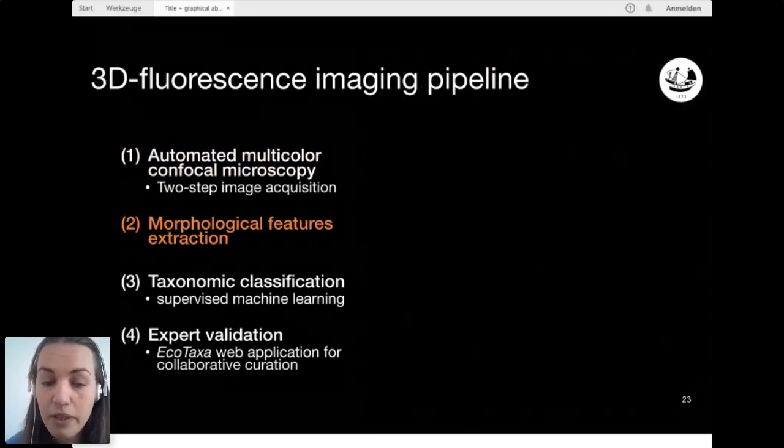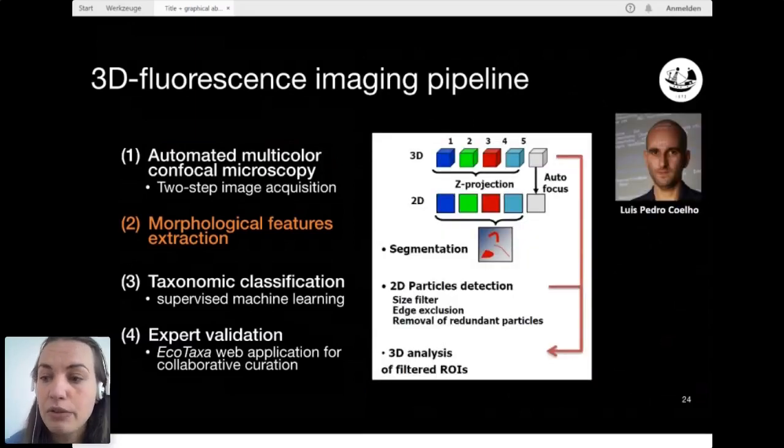From the 3D images, morphological features are extracted. This has been realized by Luis Coelho. So after projection and segmentation, a collection of 480 numeric features from 2D and 3D is derived for each particle. This includes biovolumes, texture and shape descriptors, intensity distribution, and overlap features. So the output will be a list of the detected particles, their derived images, and these morphological feature descriptors.